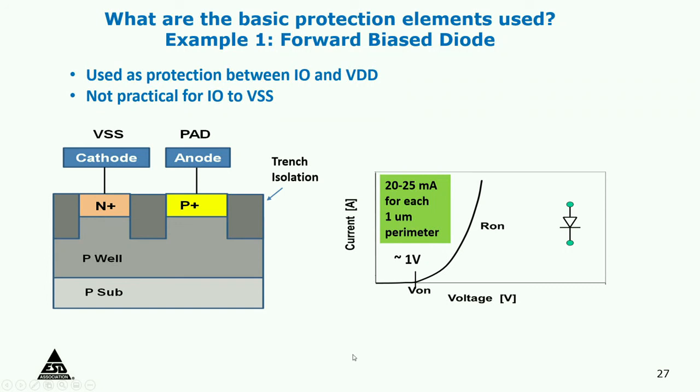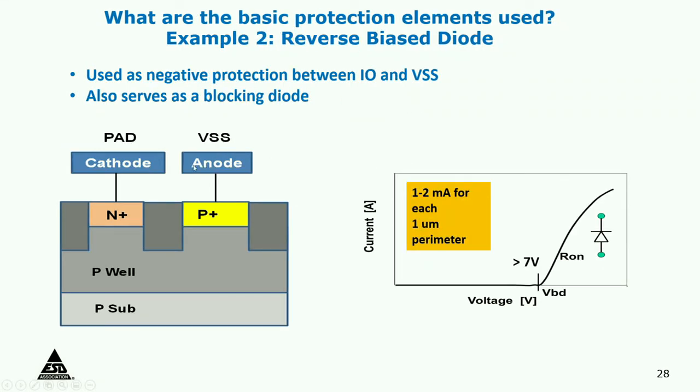Now there are other kinds of elements that you can use for protection. For example, simply use a diode. A diode is a P plus region connected to the anode and N plus to the cathode, and the diode, usually in forward bias, turns on around 1 volt and conducts. Notice a diode can handle 20 to 25 milliamps per micron of diode perimeter. So now you know how big a diode to make, how much current it would take. So a diode is one way of protecting.